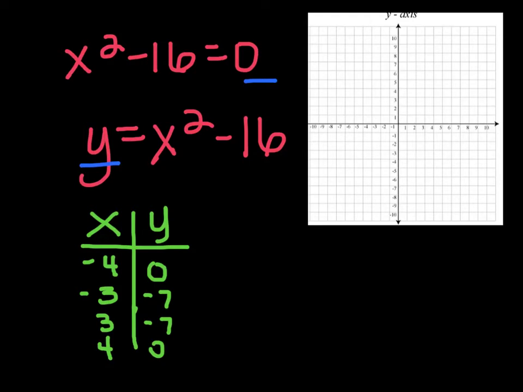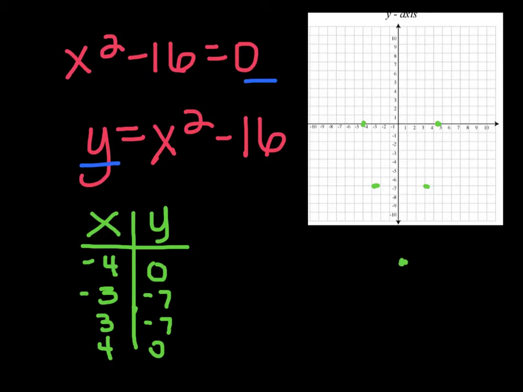So I'm going to graph these over here. I have -4, 0, -3, -7. Sorry, that did not go on there very well. Then I also have 3, -7, and 4, 0. Now, if I had plugged in 0 for x, you'd get -16, which is about right here if my graph went a little bit further.